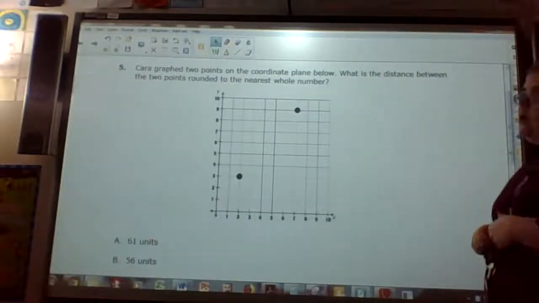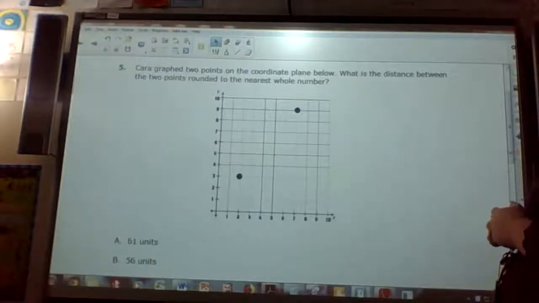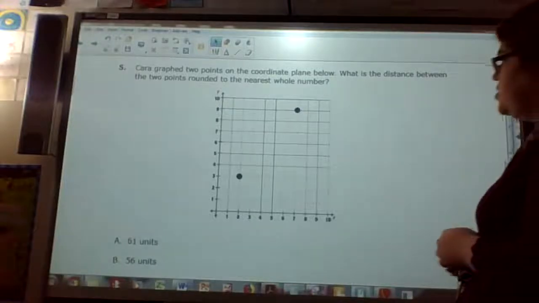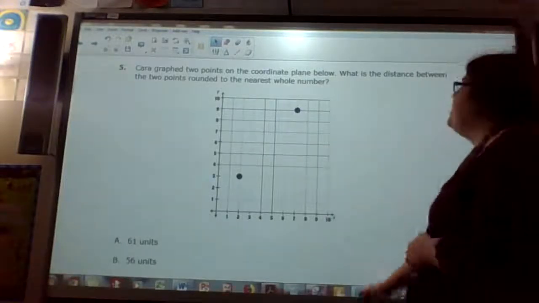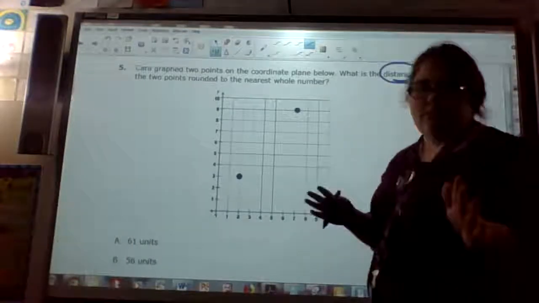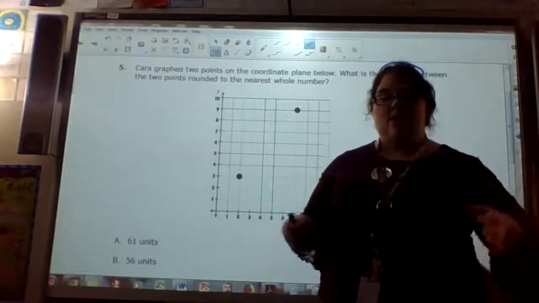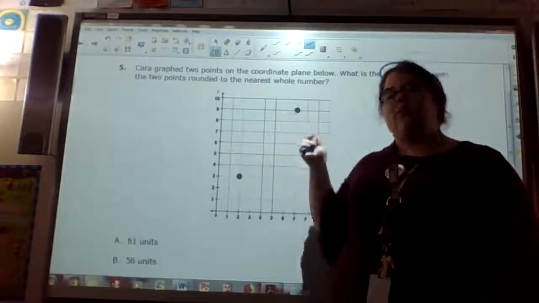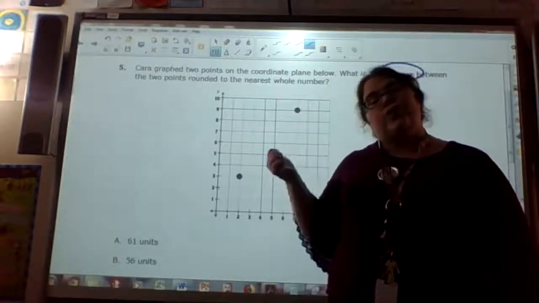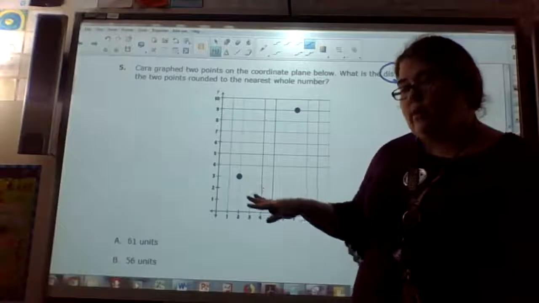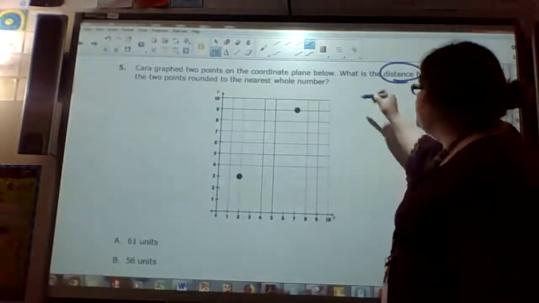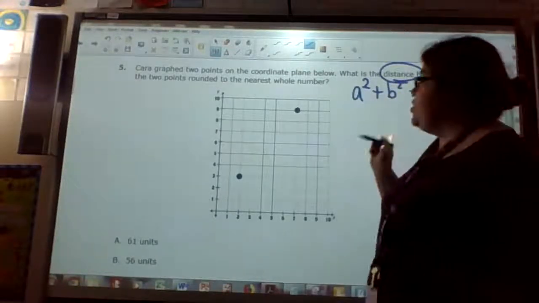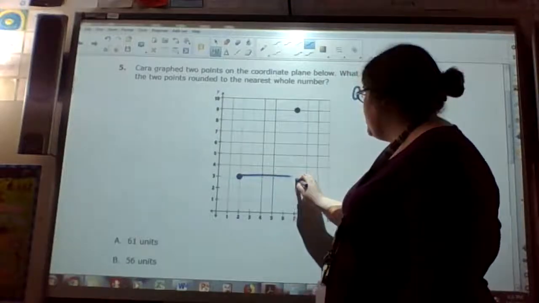Number 5. Graph 2 points on the coordinate plane below. What is the distance between the 2 points rounded to the nearest whole number? So she's graphing these, and you're looking for the distance. If you remember, in Unit 8, we talked about the Pythagorean theorem, and we said that you will get a coordinate plane, you will get 2 points, and you have to make sure it's asking for distance or slope. This time it's calling for distance. That means you're going to be using your Pythagorean theorem. So to do that, you have to make it a right triangle.